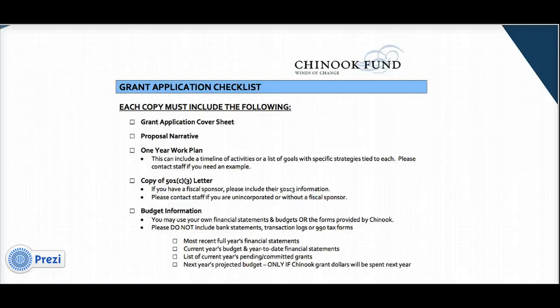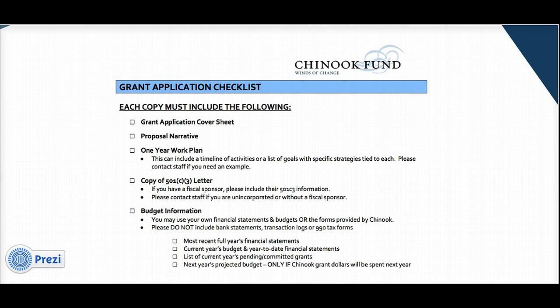This is a partial example of the grant application checklist. The steps included on this checklist include filling out the grant application cover sheet, the proposal narrative, 1-year work plan, 501c3 information, if applicable, budget information, leadership information, references, and the diversity chart. Please read the grant application checklist in full for complete instruction.